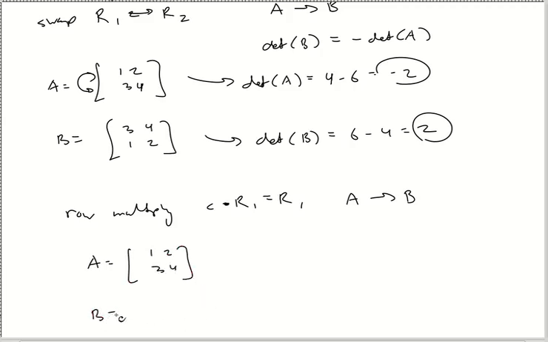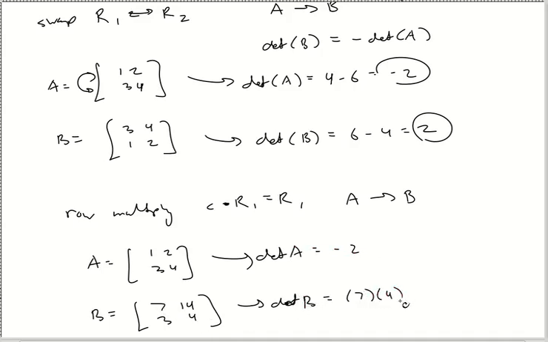And my B, I'm going to multiply, let's just say, the top row by 7. And so then I got 7 and 14, 3, 4. So what are my determinants now? Let's see what happens here. The determinant of A, again, we already know is -2. The determinant of B, I got here 7 times 4, I'm going to have to get a calculator out, minus 14 times the 3.